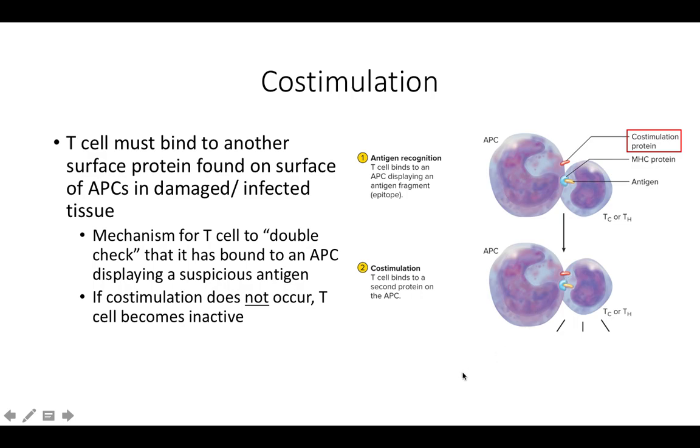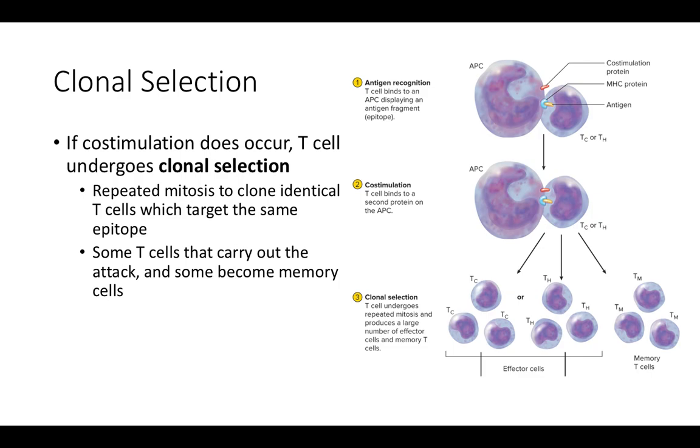This is basically a mechanism for this T cell to double check that it's bound to an antigen-presenting cell that is in fact displaying a suspicious antigen. So if this co-stimulation doesn't occur, we don't get a binding here and also here, and then the T cell right here will become inactive. If co-stimulation does occur, then this T cell is going to bind to that co-stimulation protein and we'll get clonal selection.